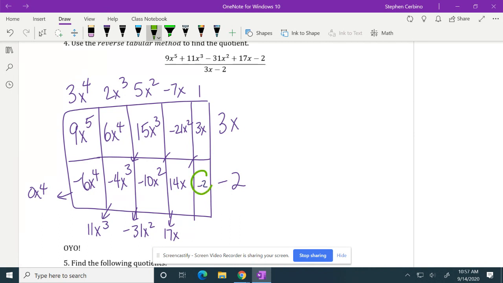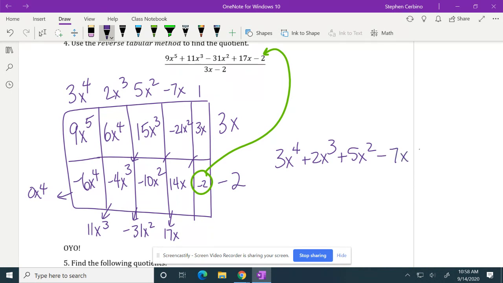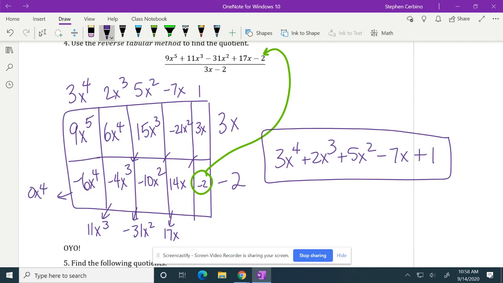Nice little check. This last number should always be the same as this last number. If it's not, you added or combined like terms wrong in some way, shape, or form. So, what's my answer? I have 3x to the fourth plus 2x to the third plus 5x squared minus 7x plus 1. We have this nice little quartic polynomial.